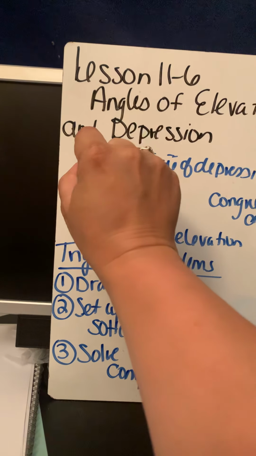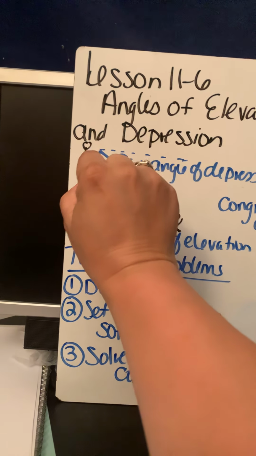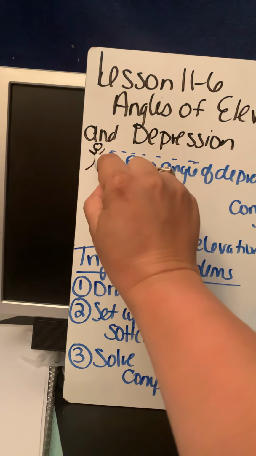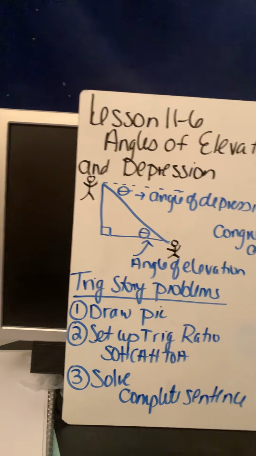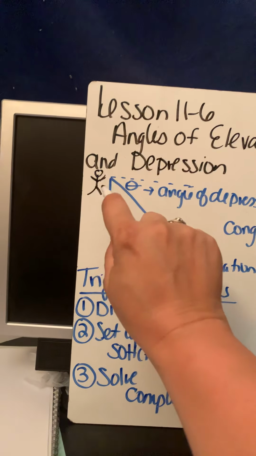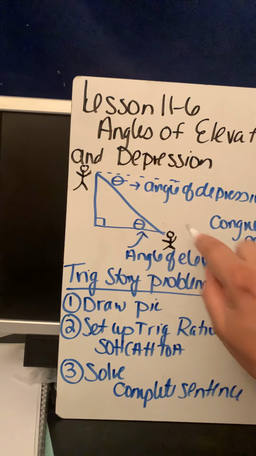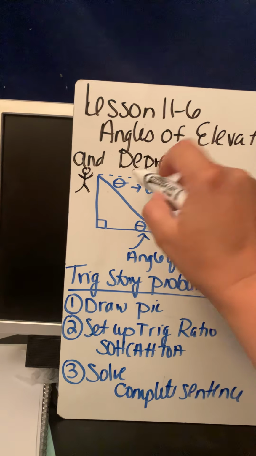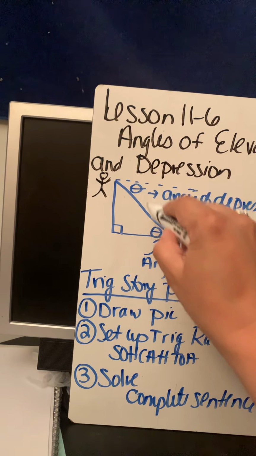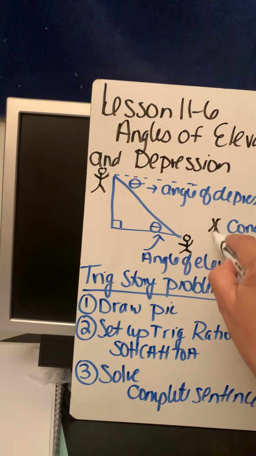Let's say you are in a plane. I'm not going to draw a plane, obviously. That does not turn out very well. But let's say you're flying in a plane and you're looking down. That's an angle of depression. These two angles are congruent.